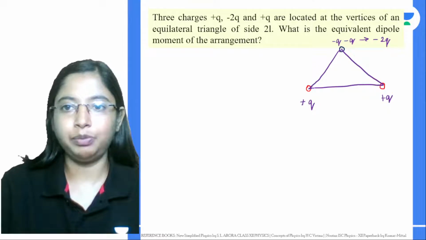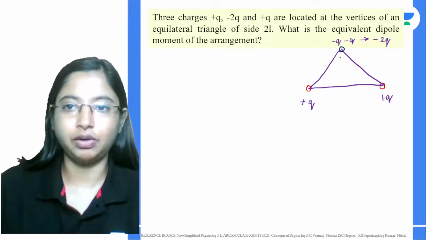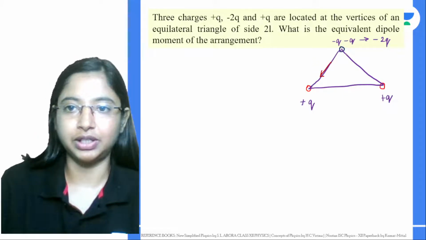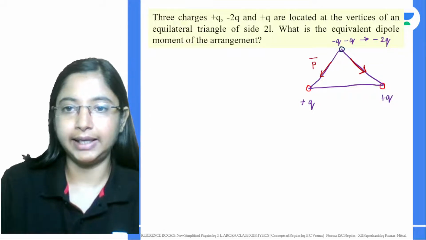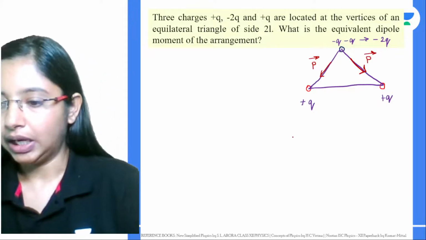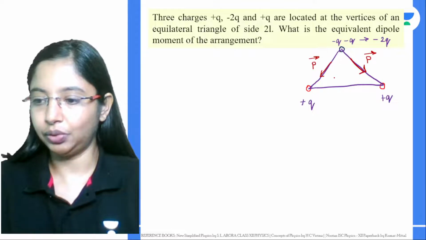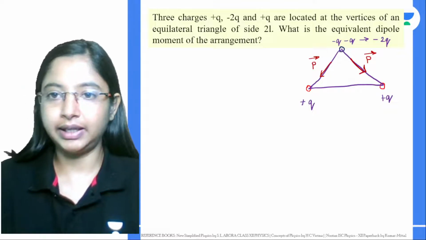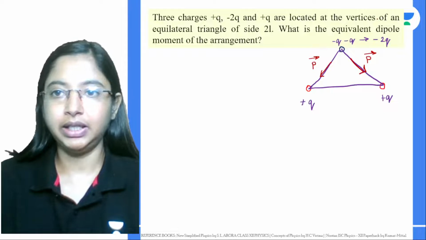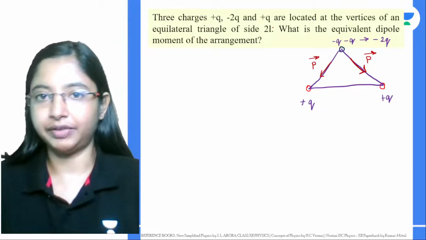Okay, now the dipole moment. What will be the direction of the dipole moment? The direction of the dipole moment is always from the negative to the positive charge. In this case, this is a negative charge. From this entire arrangement, this length is also given. The triangle's one side is 2L, this length is 2L, and this side is also 2L. That's actually given in the question.